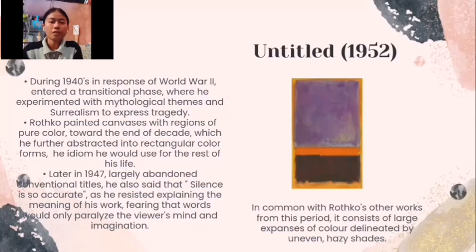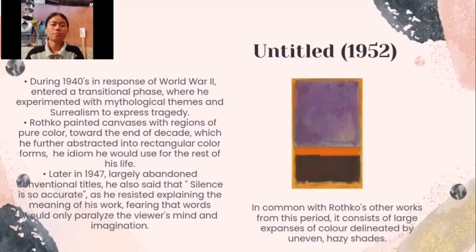Rothko painted canvases with regions of pure color toward the end of the decade, which he further abstracted into rectangular color forms, the idiom he would use for the rest of his life. Later, in 1947, he largely abandoned conventional titles. He also said that silence is so accurate as to resist explaining the meaning of his work, fearing that words would only paralyze the viewer's mind and imagination.